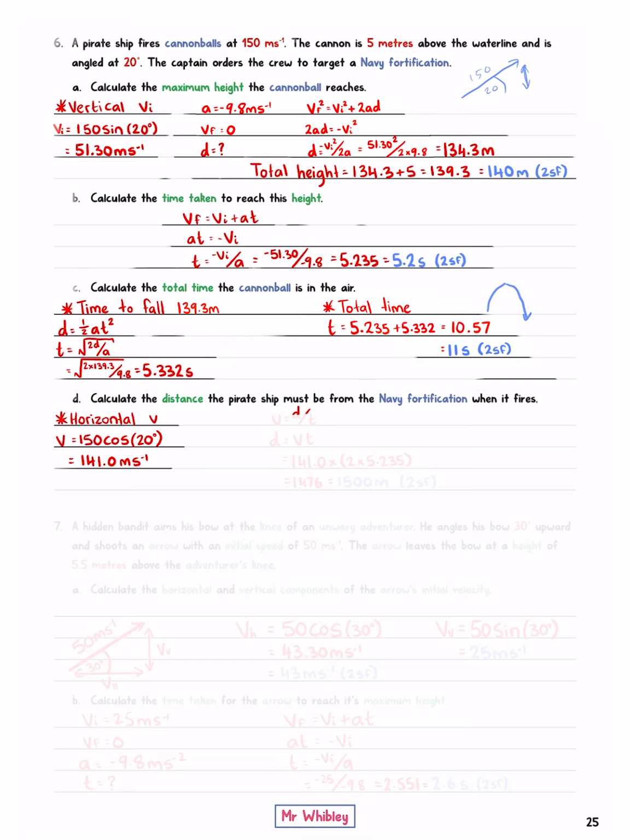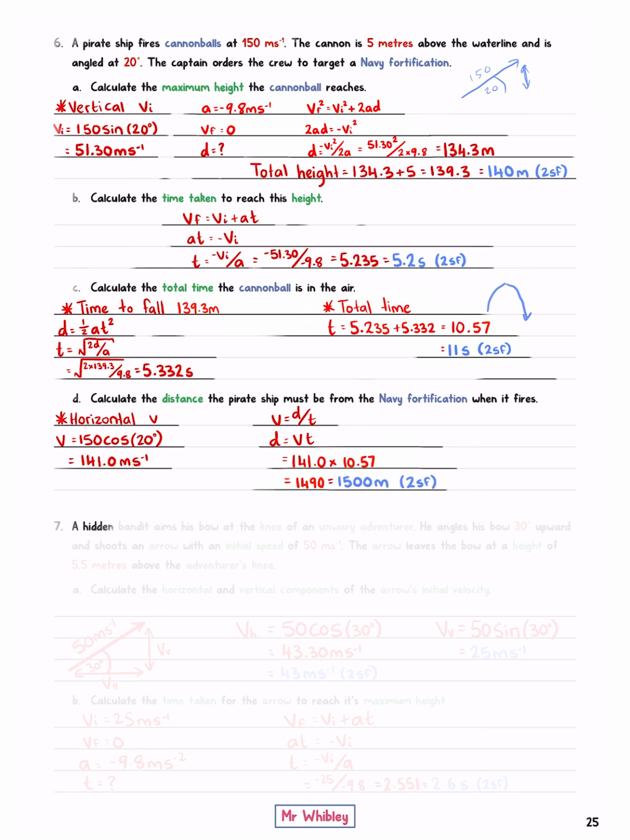And now to relate this to our horizontal distance, we can use our v equals d over t, rearranged for distance by multiplying both sides by time, putting in our horizontal velocity and our total time, which gives me 1,490, or 1,500 meters to 2 significant figures.